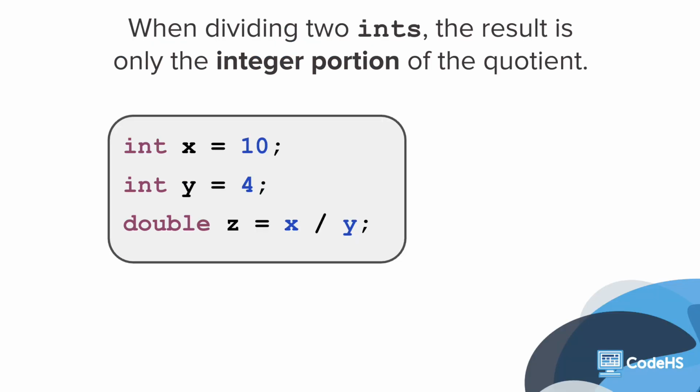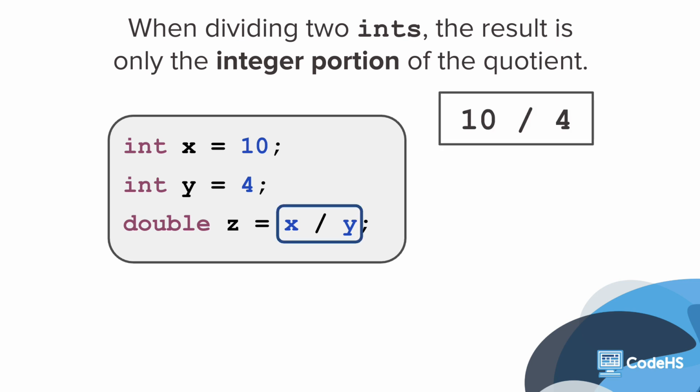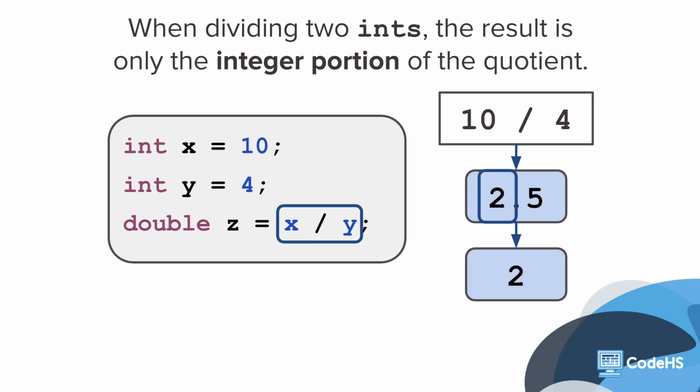Casting also has some important uses when it comes to division. In a previous lesson, you learned that when you divide two ints in Java, the result is the integer portion of the quotient with any remainder discarded. This is called integer division. So in this example, even though 10 divided by 4 mathematically equals 2.5, Java performs integer division and returns only the integer portion of the result, which is 2. So z would be assigned the value of 2.0 due to automatic widening.